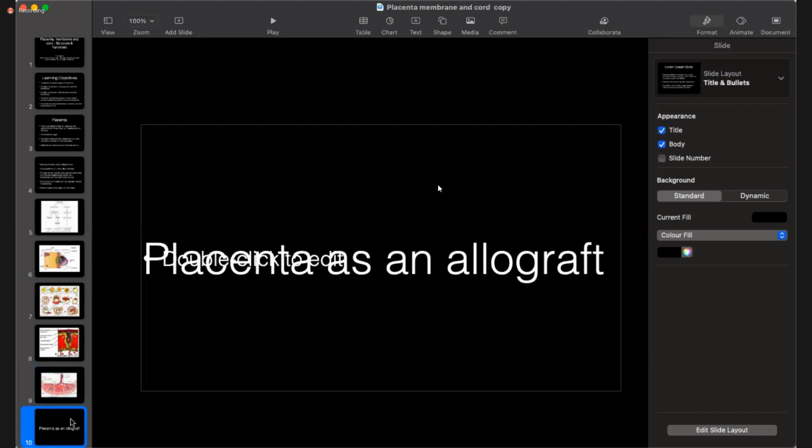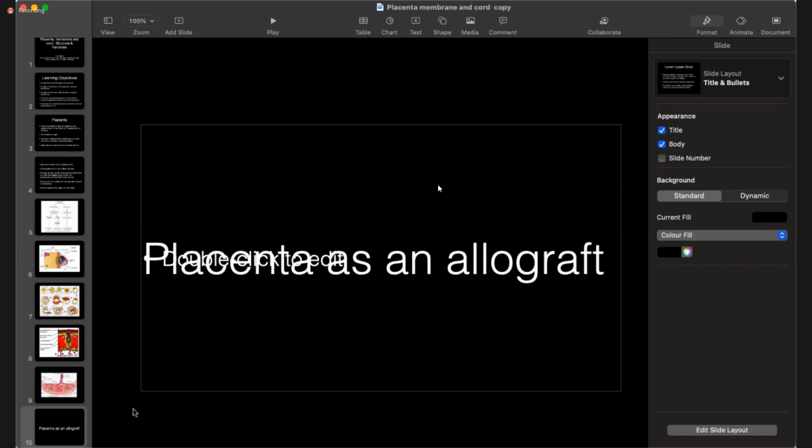So, placenta as an allograft. You should know that the placenta is a foreign body. It has maternal as well as fetal components. And when something is implanted in the body, the body usually tries to reject it. But fortunately, pregnant women have suppressed immunity, and this suppressed immunity and the changes that occur in pregnant women help the uterus not to reject the placenta. So it is considered an allograft, or it is accepted by the body.